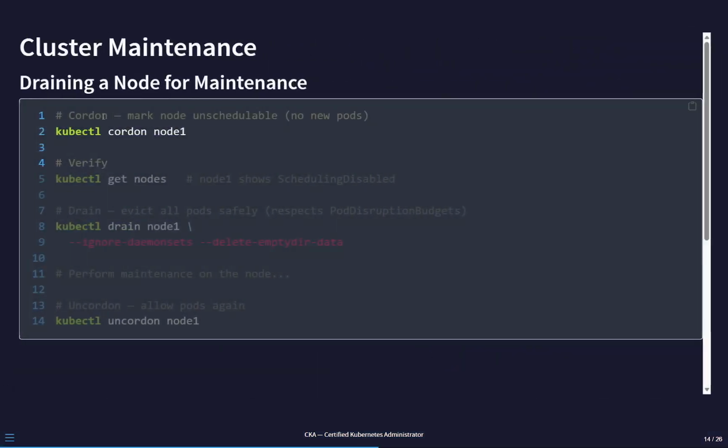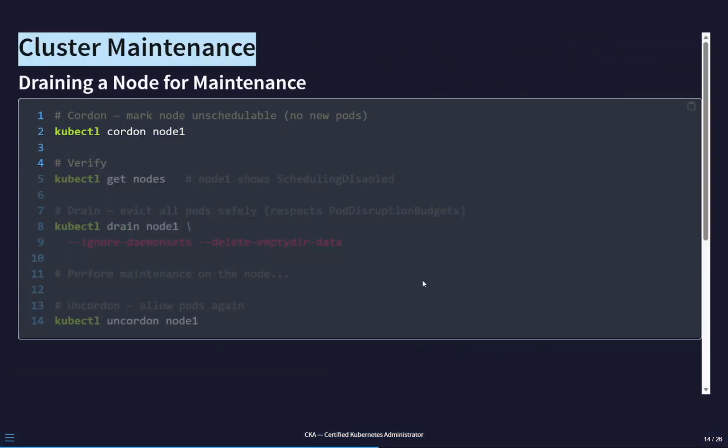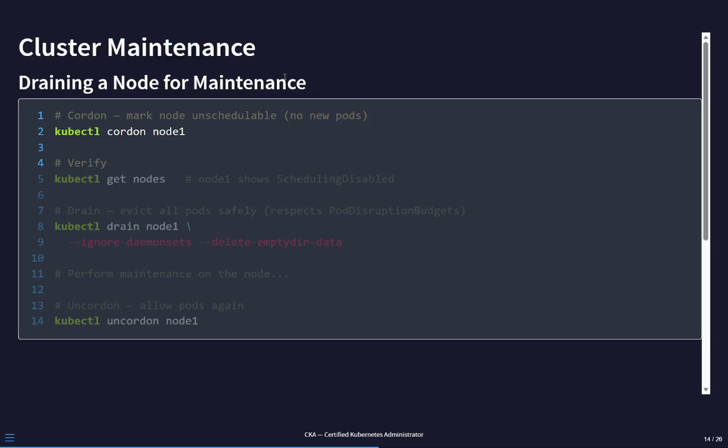Next, every production cluster needs maintenance: OS patching, hardware replacement, Kubernetes version upgrades. Here is the proper procedure. When you need to take a node offline, you follow 3 steps. First, cordon the node with kubectl cordon node1. This marks the node as scheduling disabled, so no new pods will be placed on it.